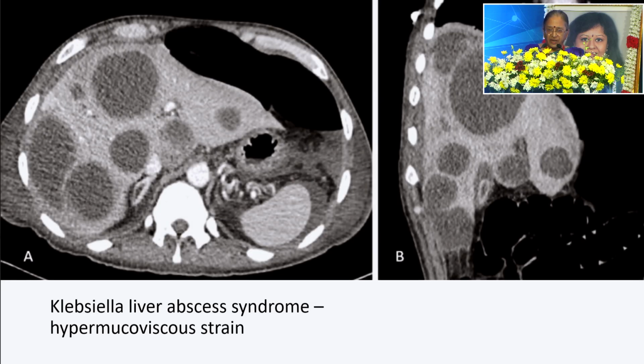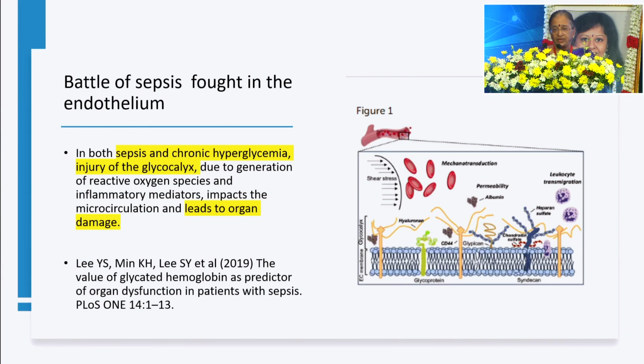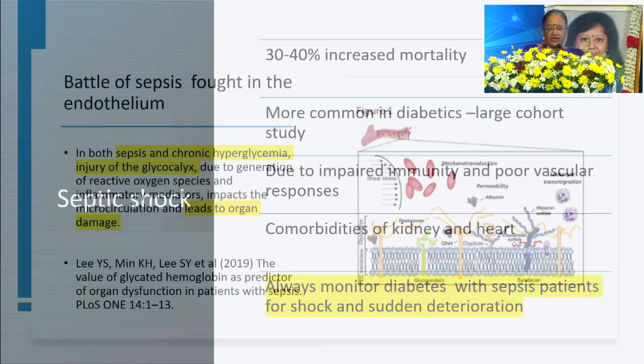Again, it was septic shock. This turned out to be a Klebsiella liver abscess syndrome, which is caused by the hypermucoviscous strain of the Klebsiella, very well known to occur in diabetics. Multiple abscesses, very bad prognosis. The battle for sepsis is fought in the endothelium. So it is the glycocalyx of the endothelium which is injured in chronic hyperglycemia that leads to organ damage.